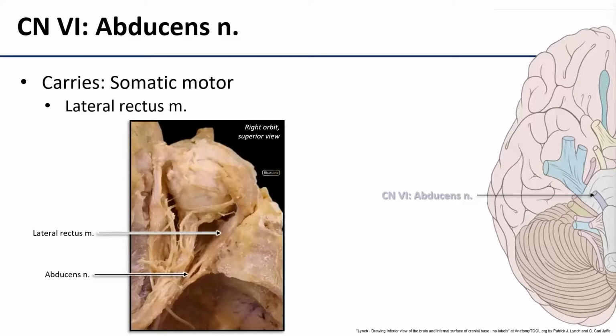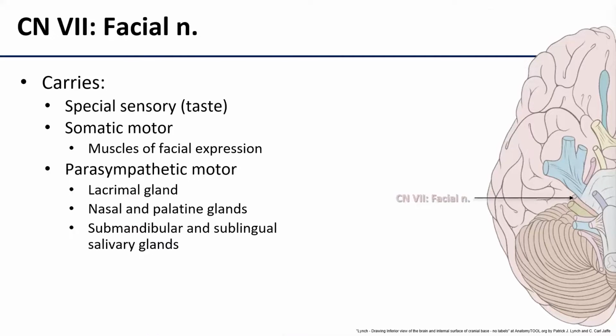Cranial nerve number 6 is the abducens nerve. This is another simple little nerve. It's carrying purely somatic motor innervation to one little extraocular muscle. That's the lateral rectus extraocular muscle.